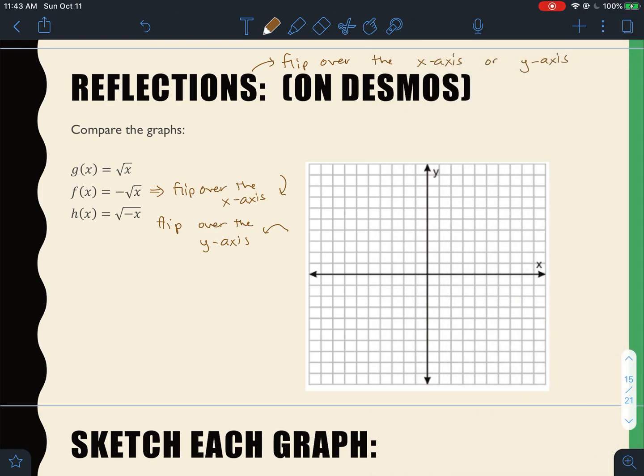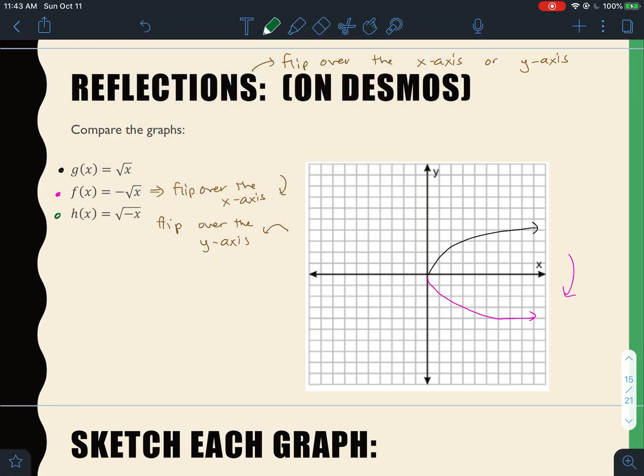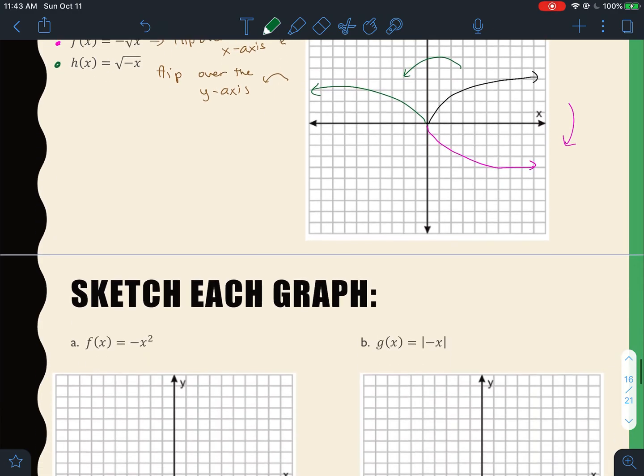So let's go ahead and sketch those in. So our original function, the square root of x, is just half of a sideways parabola. And then if I do the opposite of the square root of x, that's half of a sideways parabola, and it flips it up, down, so it's going to flip it over the x-axis. And then if I did the square root of negative x, it's going to reflect it over the y-axis, so it flips it over the y-axis.